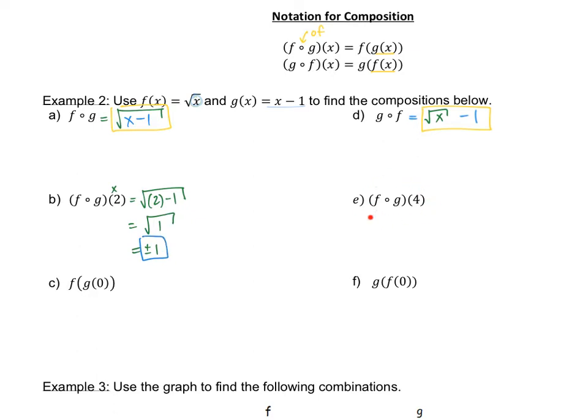All right, and then this one here, we're going to do the same thing. We're going to take our f function again, since it's saying f of g. So that's the square root of x minus 1. But wherever we see our x, we're going to plug in 4. So we have the square root of 4 minus 1. Working this out, this is the square root of 3. We can't simplify that, so we'll just leave it like this. We can say that it's a plus and minus since you're taking the square root of that.